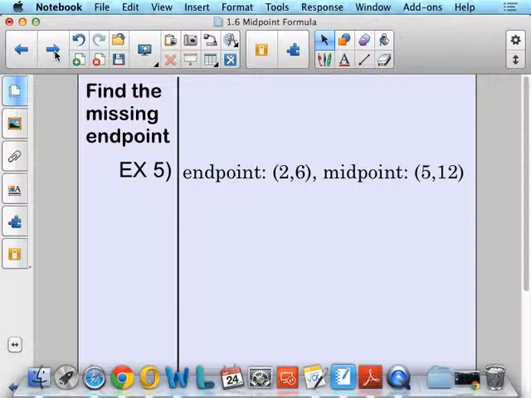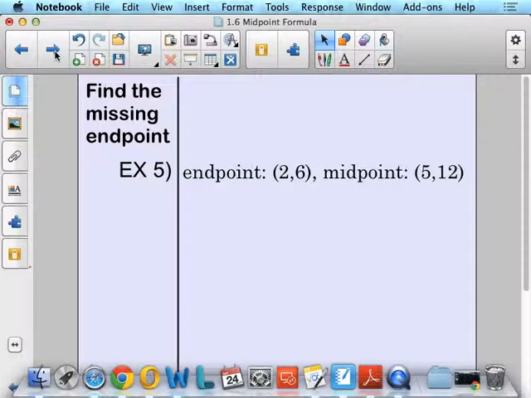Okay, so the second thing for this lesson, we're going to go over finding a missing endpoint. If we look at example 5, they give us one endpoint of (2, 6) and one midpoint of (5, 12).